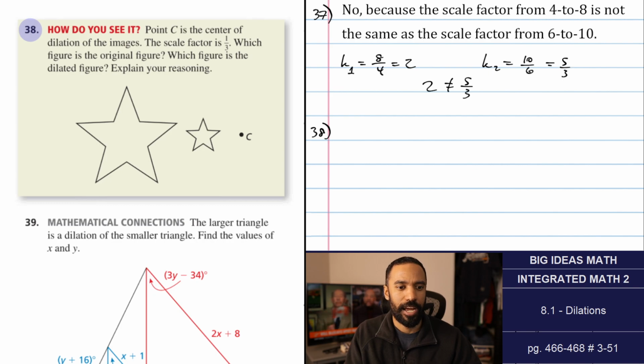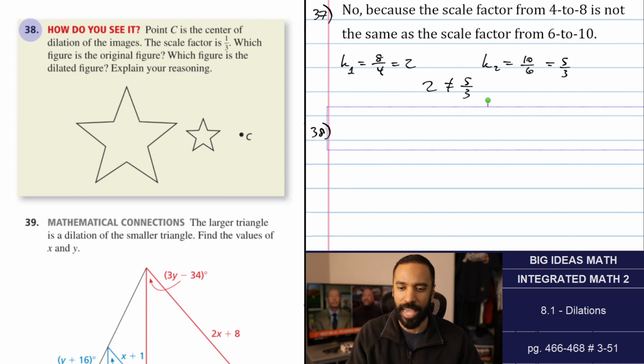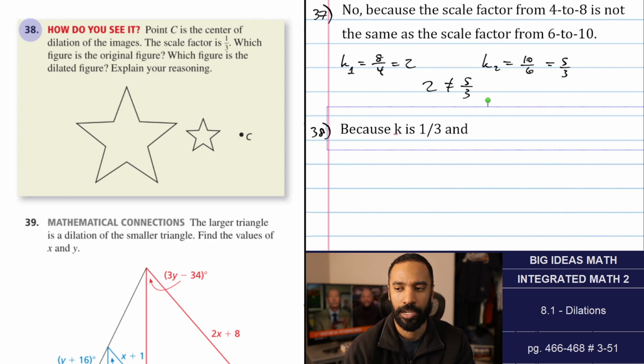How do you see it on number 38? Point C is the center of dilation of the images. The scale factor is 1 to 3, or 1/3. Which figure is the original figure? Which figure is the dilated figure? Explain your reasoning. Well, because K is 1/3 and 1/3 is less than 1, this is a reduction.